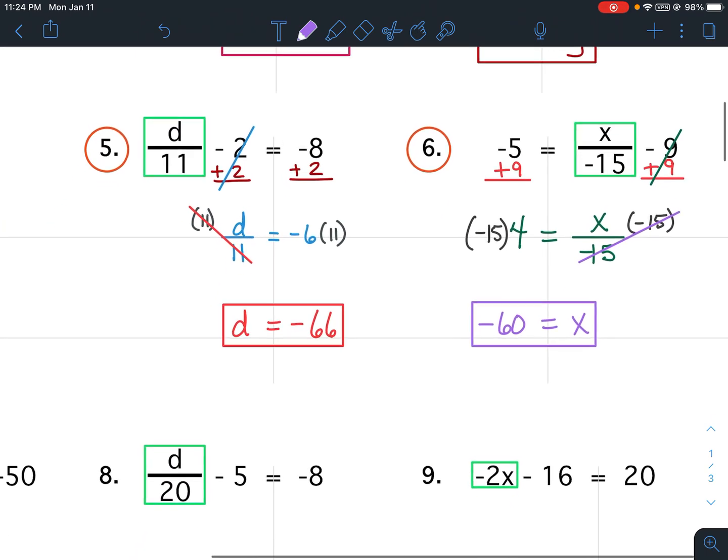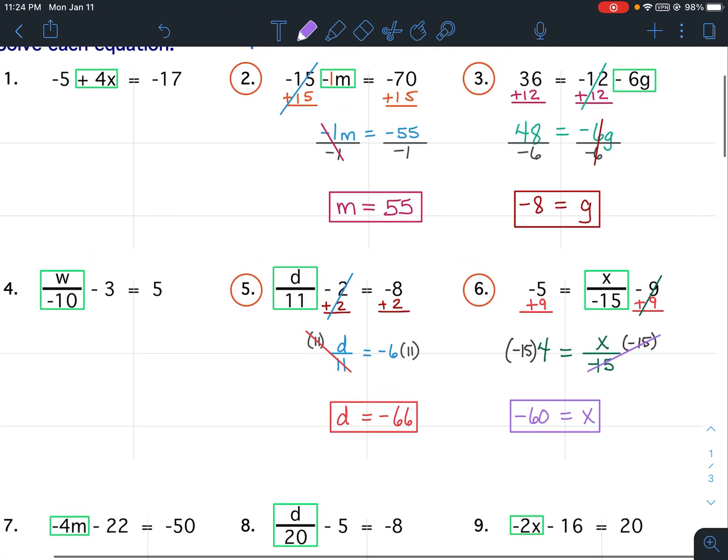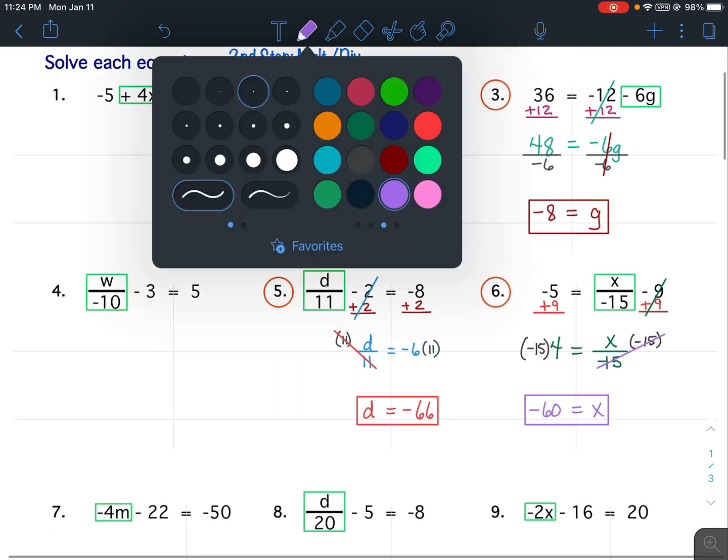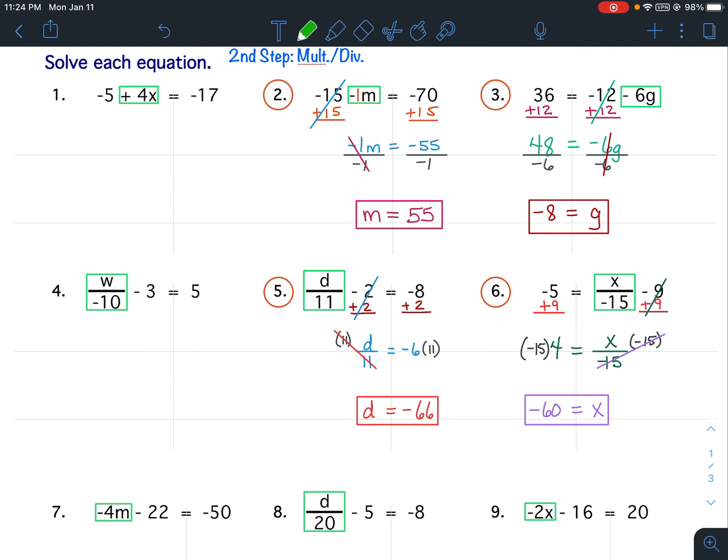Now, remember, after you finish, you want to check your answers. So for number 2, I would put in the calculator -15 minus 1 times my answer of 55. And whatever I get, it should equal -70. If it doesn't, I did not do it correctly.